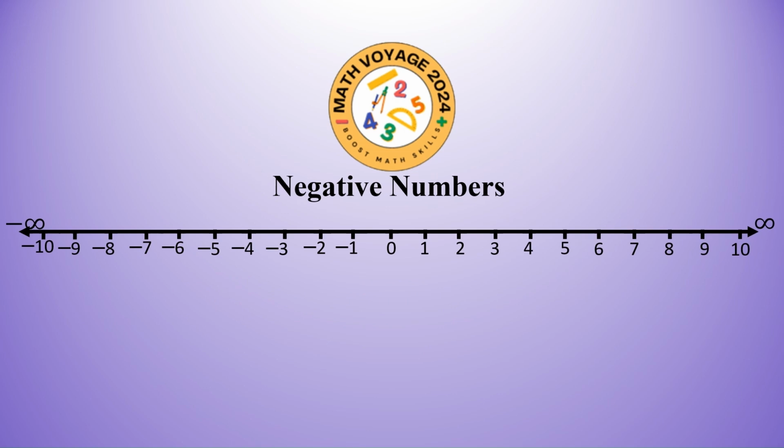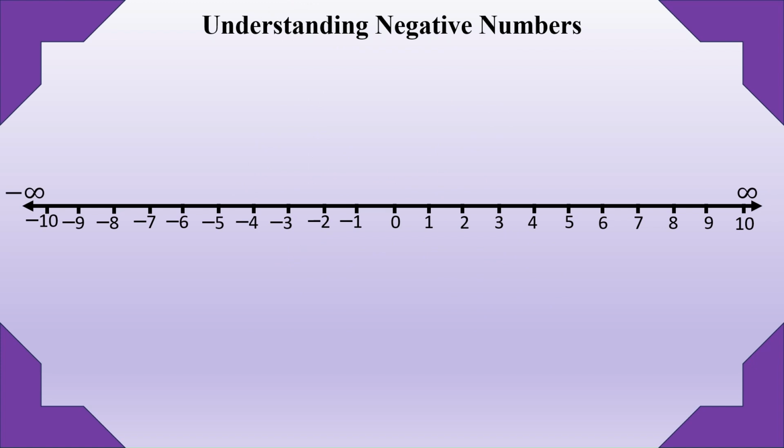Now here is a number line showing both negative and positive numbers. 0 separates positive numbers from negative numbers. Numbers from negative infinity to 0, 0 itself, and numbers from 0 to positive infinity are called integers. Let us try to understand more about negative numbers. Now here is a number line from negative infinity to positive infinity. Negative numbers lie on the left of 0, and each step left represents a decrease in value.